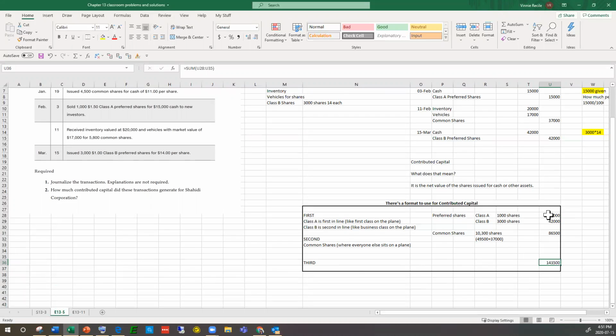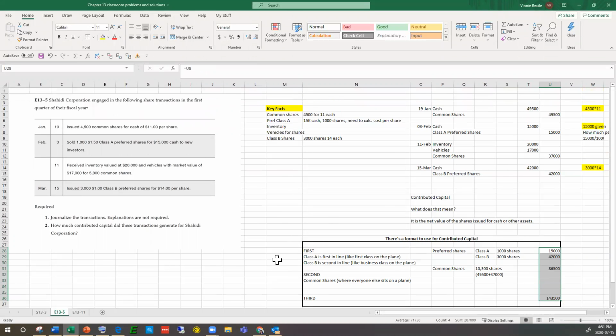Contributed capital is essentially just the net value of all the capital that you basically acquired, all the money and or assets you've acquired and the value of it in exchange for ownership. Hopefully this is fairly straightforward and you can continue on with the next problem.